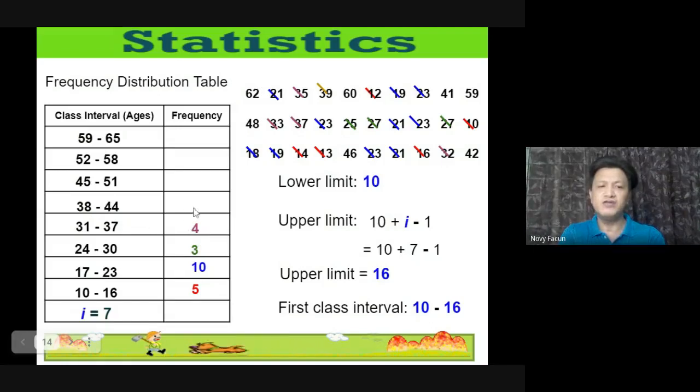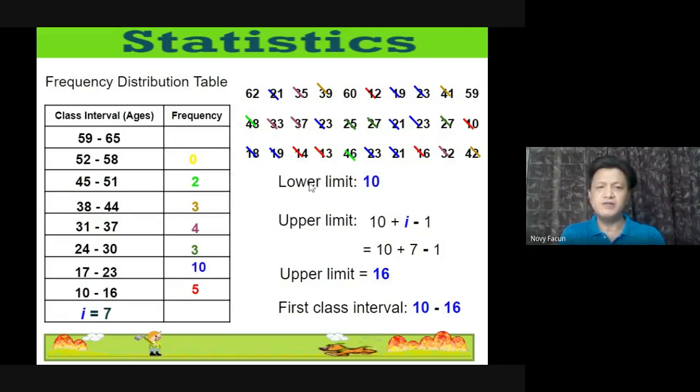Dito naman sa 38 to 44, okay, so yan, orange or yellow-orange. And guhitan mo lahat dyan na nasa pagitan ng 38 to 44. Bilangin mo ngayon, that is 3. Dito naman sa 45 to 51, okay, so yellow-green, that is 2. Dalawa lang nag-appear dyan. So dito sa 52 to 58, wala namang nag-appear dyan, 0 yon.